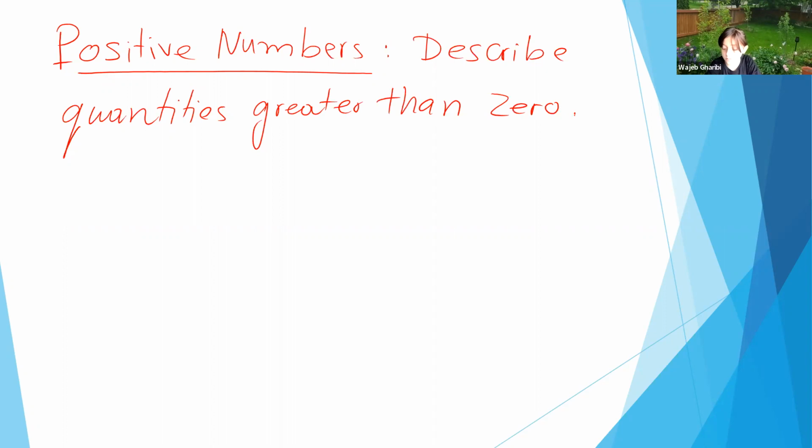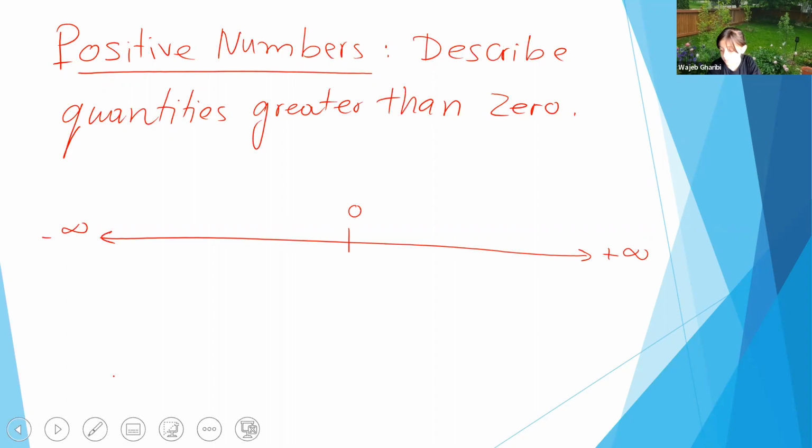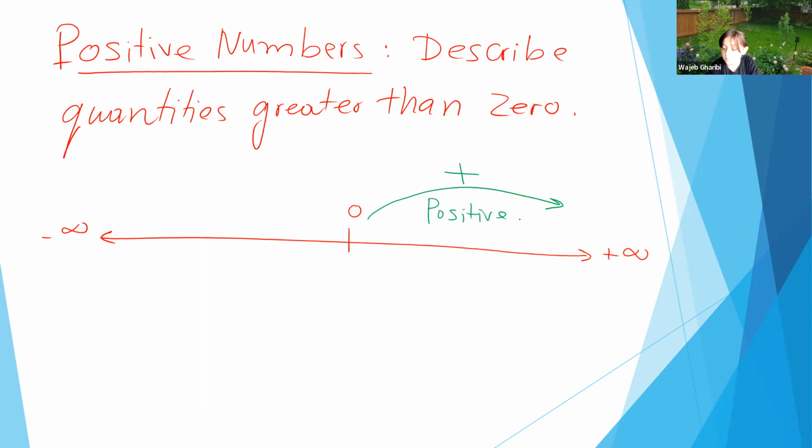Let me show you here. This is the number line. This is positive, and here is negative. So where are positive numbers? Greater than zero. Here are all the positive numbers. So any number here, 1, 2, 3, 4, and so on, they are positive numbers.